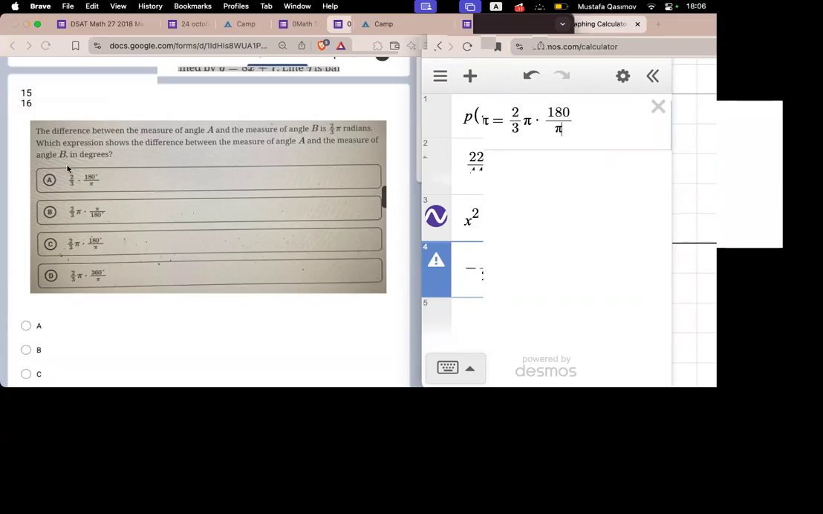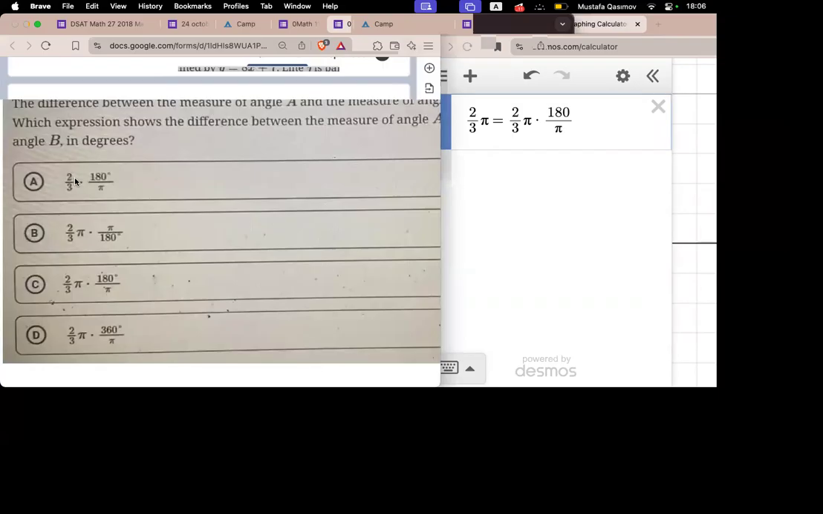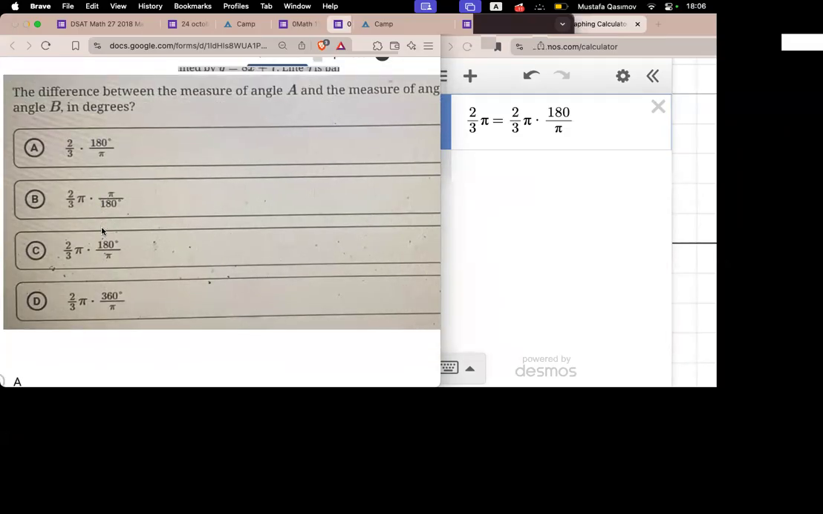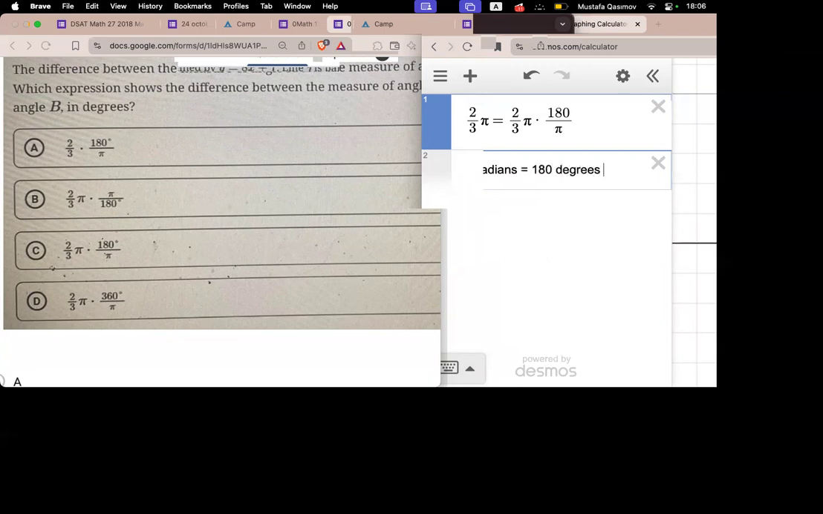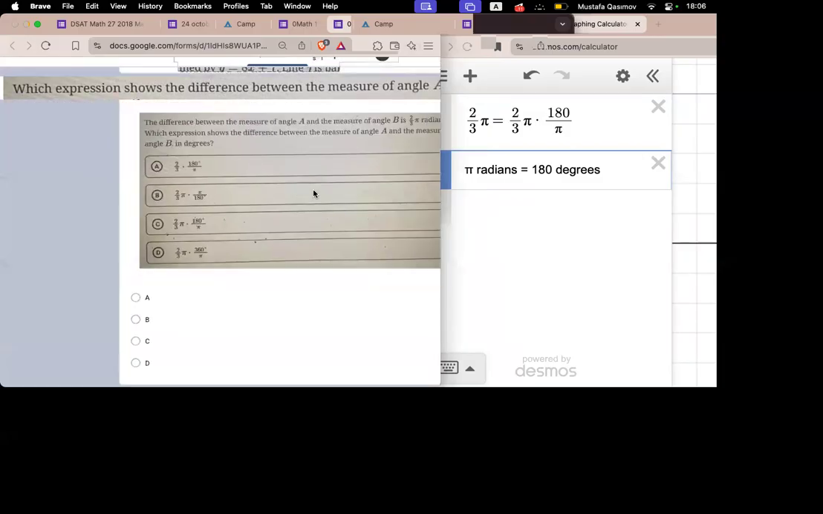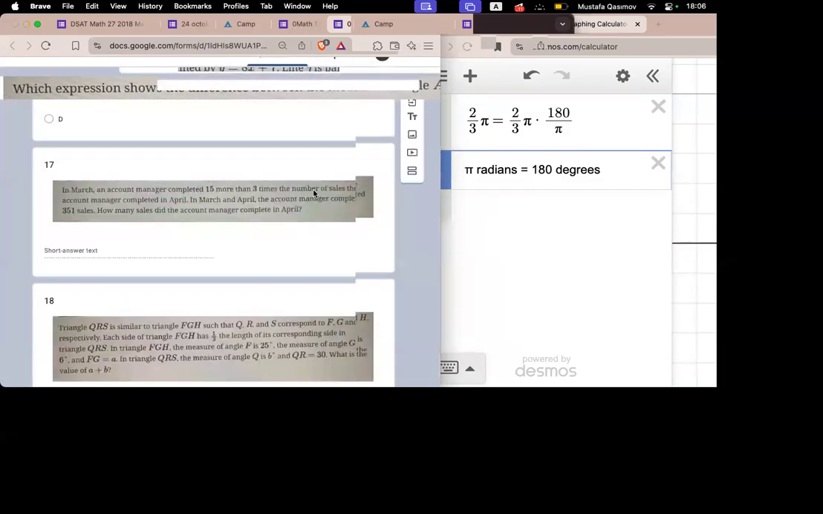You can say that in option A, we don't have π here, so it is not correct. We have π here, but when you multiply it by another π, it will be π squared. It's also not correct. And for D, it is 360, which is not correct. You have to know this rule: π radians is equal to 180 degrees. Answer is D. No, answer is C.